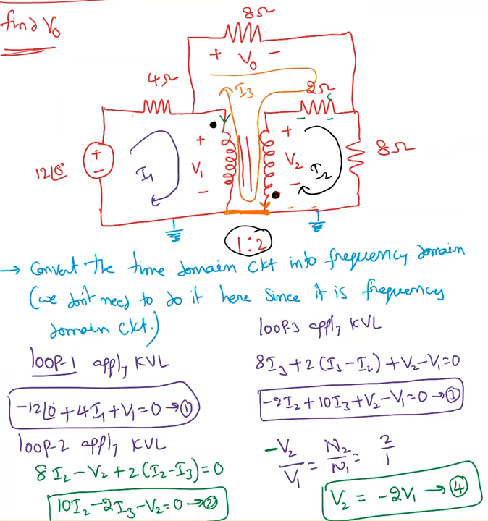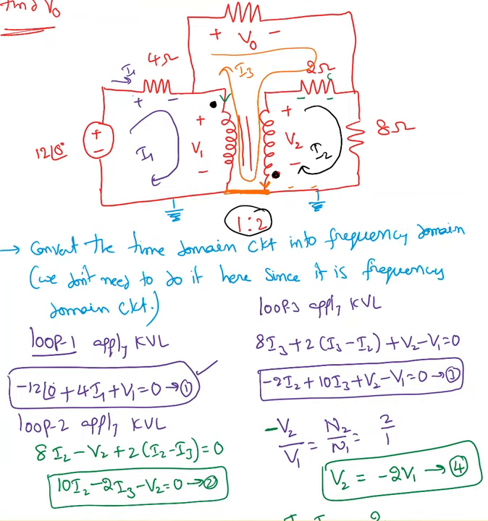Now, loop 1, apply KVL. So according to my current direction, that's minus 12 at an angle of 0, plus the current passing through this is I1, plus and minus, so plus 4 I1 plus V1. That's my first equation. Okay, now loop 2, apply KVL. So according to my loop 2 direction, I'm starting from here, plus and minus, plus 8 I2. I'm entering the negative terminal, so minus V2, plus 2 I2 minus I3. So it is 10 I2 minus 2 I3 minus V2 equal to 0. That's my second equation.